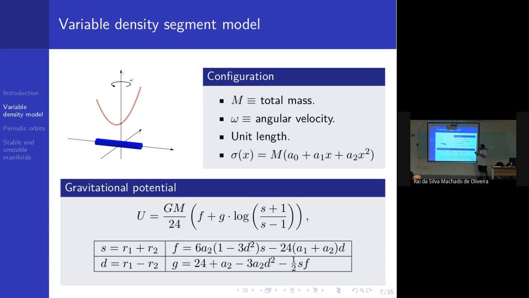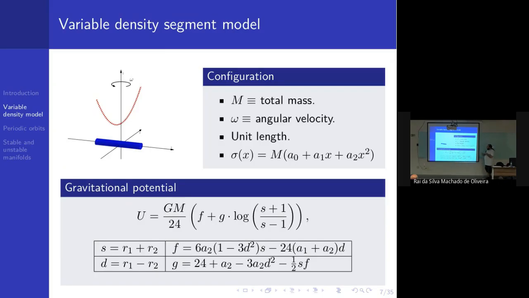Also, since it's very rare to find completely static asteroids in space, they are usually rotating. We are going to assume that the segment is rotating in the xy plane with constant angular velocity omega. So the asteroid is rotating like that, with the z axis being the axis of rotation, and the origin is the center of mass of the asteroid.